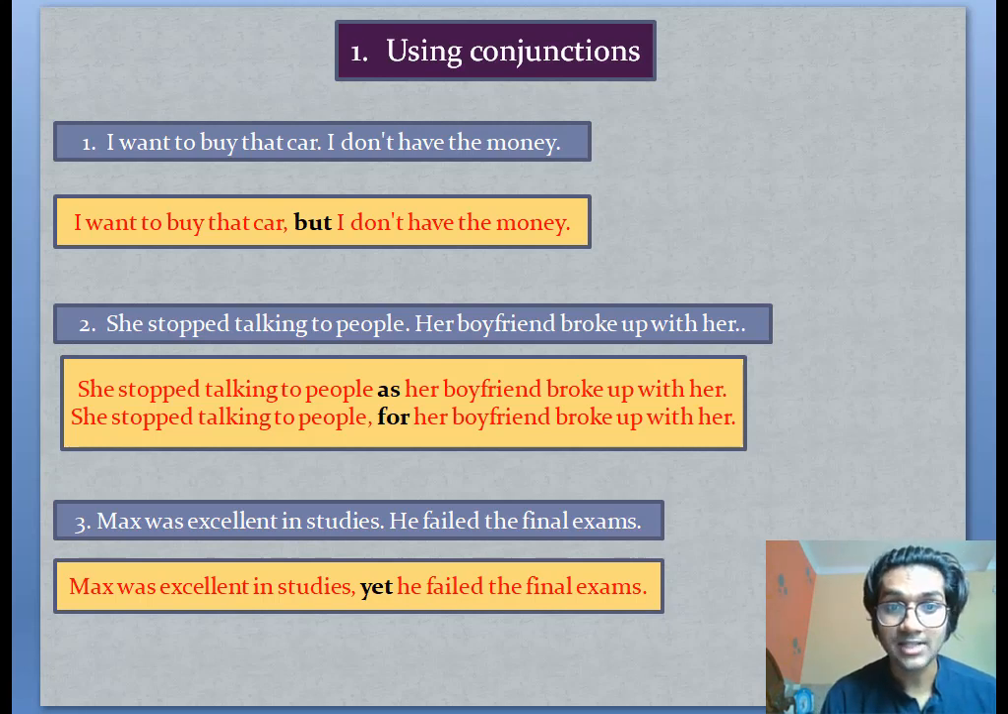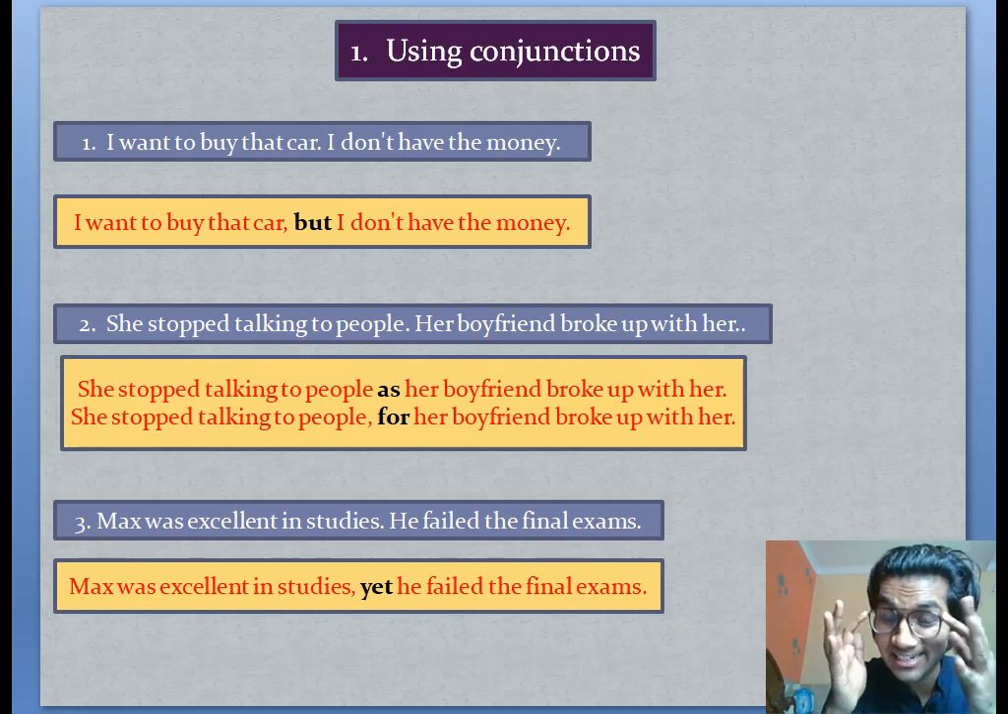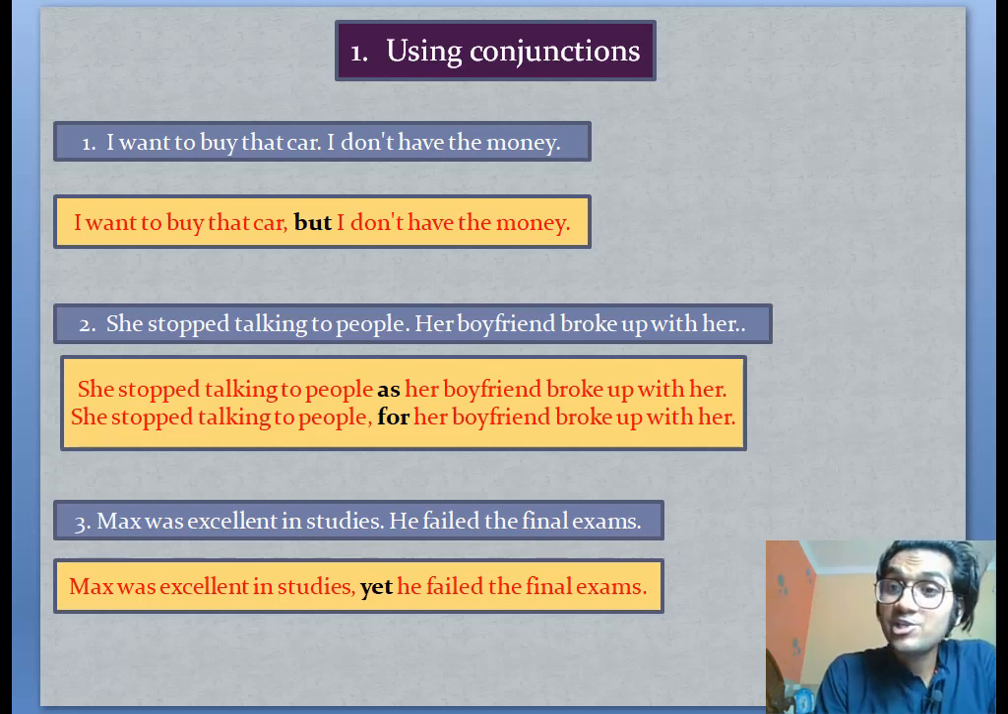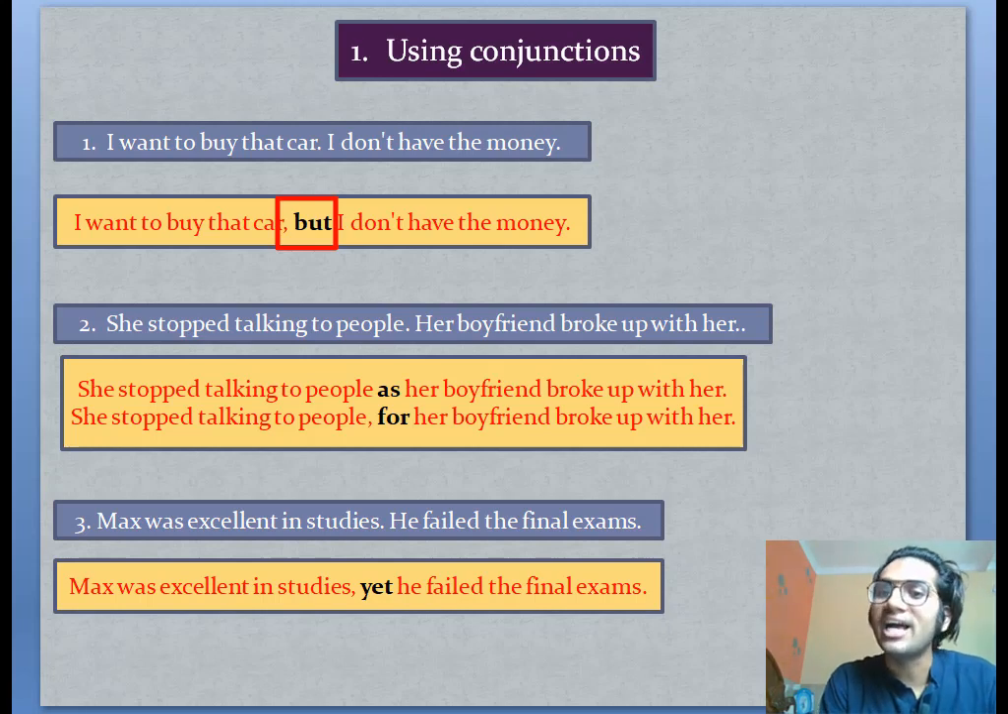Let's do it. I want to buy that car, but I don't have the money. Since there is a relation between these 2 sentences, we are joining them together. We are bringing them together using a coordinating conjunction, which is but. And guys, that is exactly why we are using a comma before the conjunction. Whenever we add 2 independent clauses using a coordinating conjunction, we use a comma before the conjunction. I want to buy that car, comma, but I don't have the money.